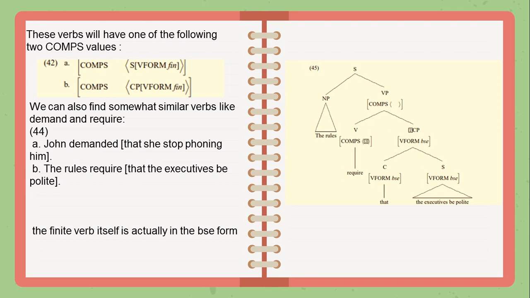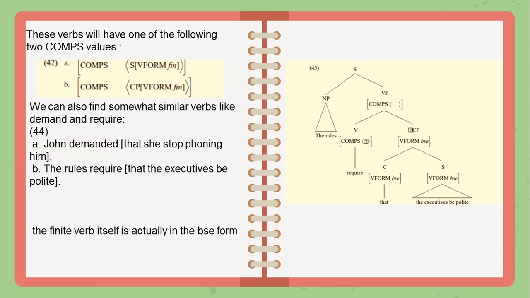We can also find somewhat similar verbs like demand and require. 44. A. John demands that she stop phoning him. B. The rules require that the executive be polite. The finite verb itself is actually in the base form. You can look at 45 or the diagrams. The verb require selects a base CP complement and this comps requirement is discharged at its mother VP. This satisfies the head complement rule.